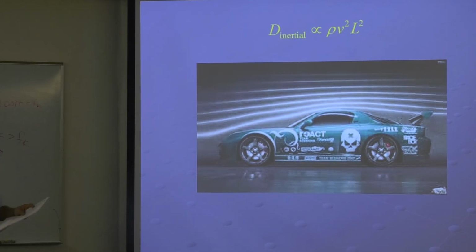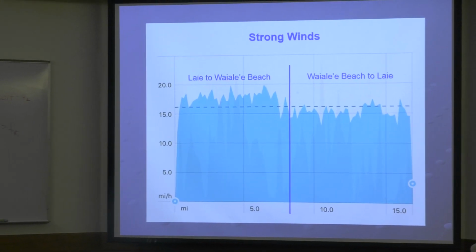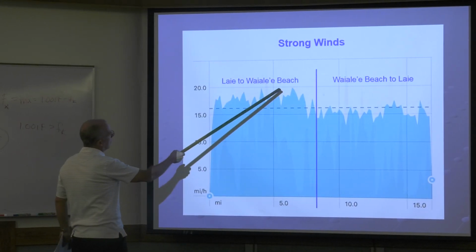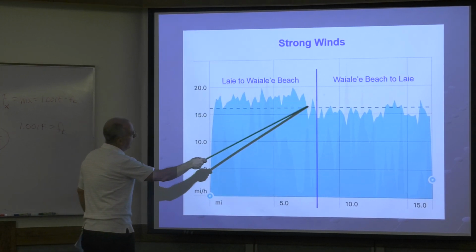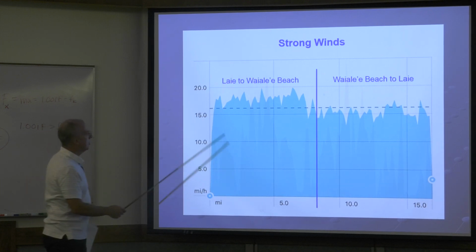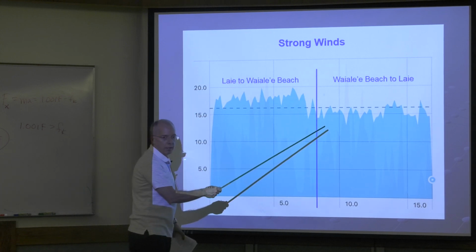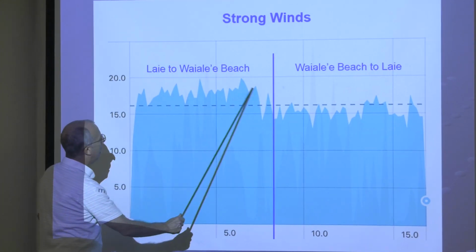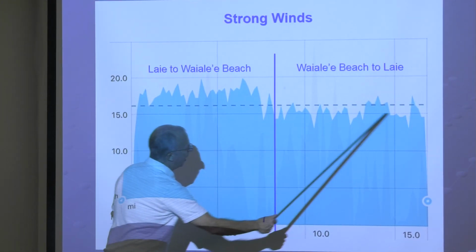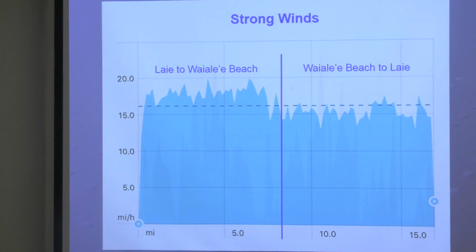All right, so I have some real data to show you. This is me. I rode my bike to Waialae Beach, which is 7.5 miles from here. This is from Laie to Waialae Beach, where the wind was pushing me. You can see that my average speed is up here somewhere. Then I turned around, so now the wind is against me. Here's the average speed. Whoop! I slowed way down, right? Because it's hard to cycle against the wind. So that was a windy day.